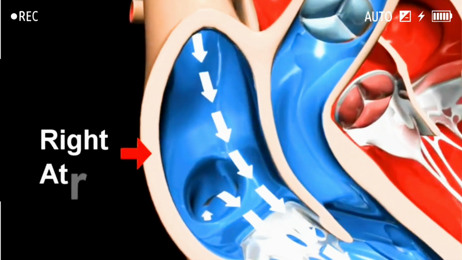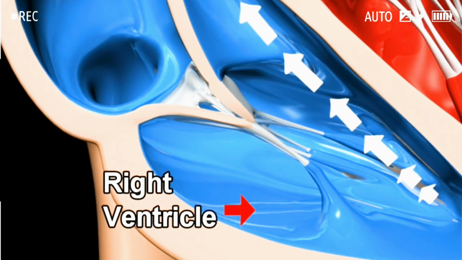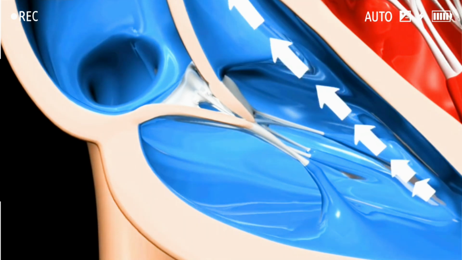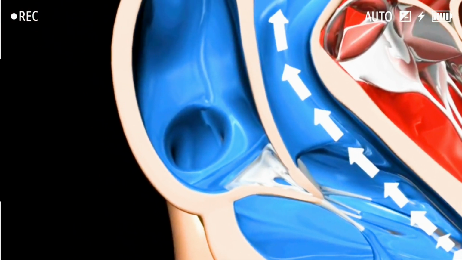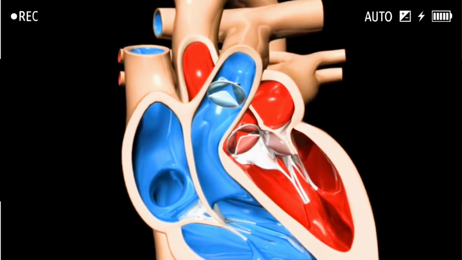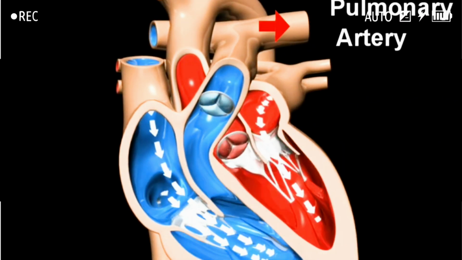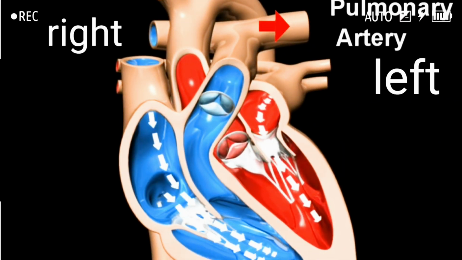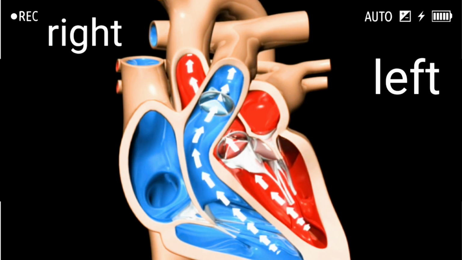This deoxygenated blood enters the right atrium and sends blood to the right ventricle through the tricuspid valve. Next, this deoxygenated blood is transported to the lungs for oxygenation through the right and left pulmonary arteries to the right and left lungs respectively, across a semilunar valve that is connected to the pulmonary arteries.